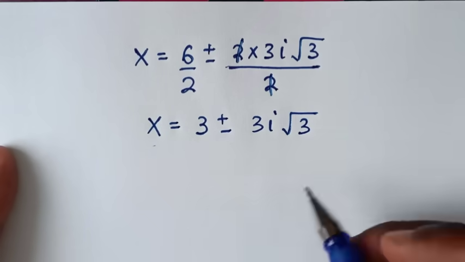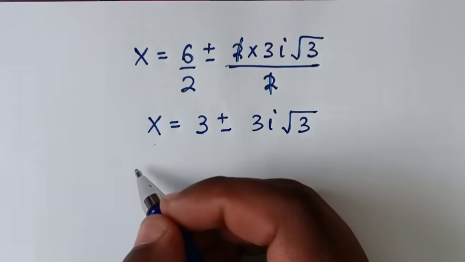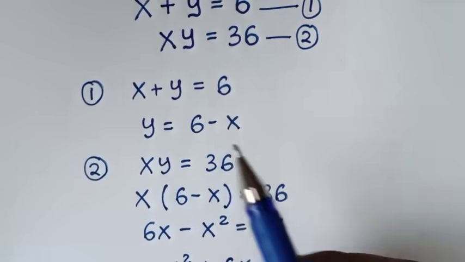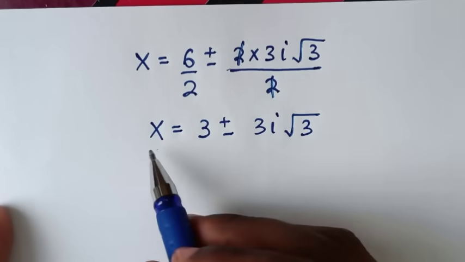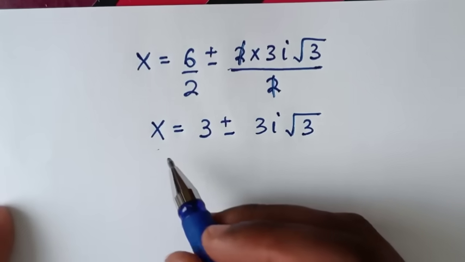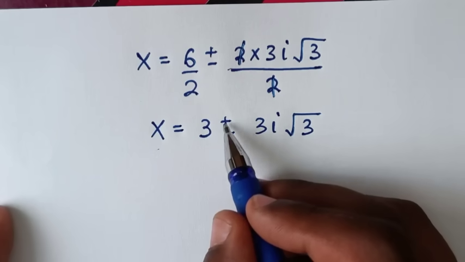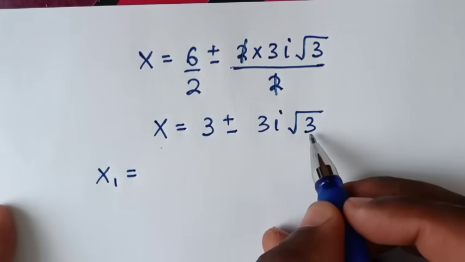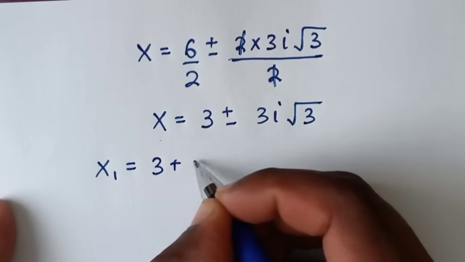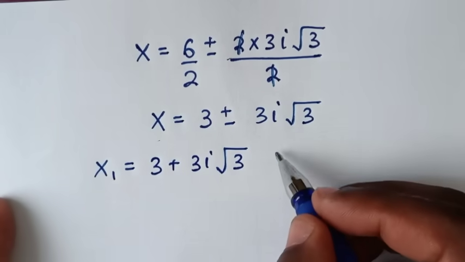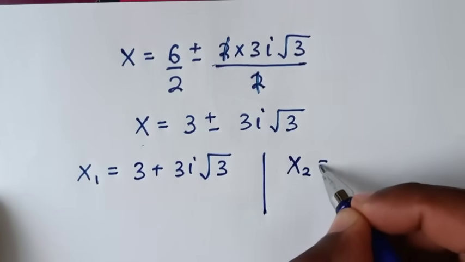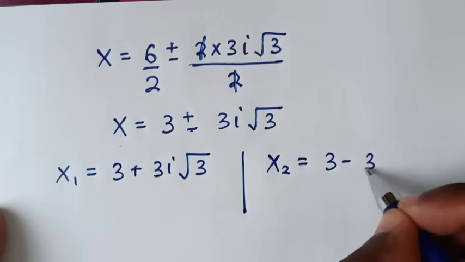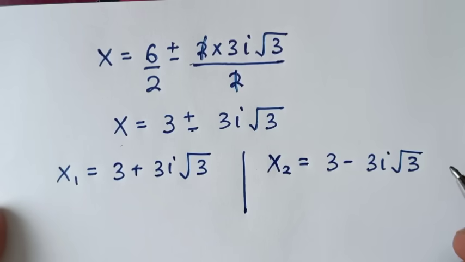Then to find the values of y, we recall before we let that y is 6 minus x. So let's write the first value of y, when the first value of x, it will be x1 is equal to 3 plus 3i square root of 3. And the second value of x is equal to 3 minus 3i square root of 3.